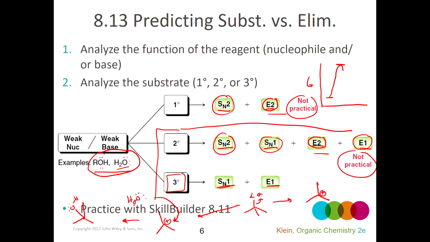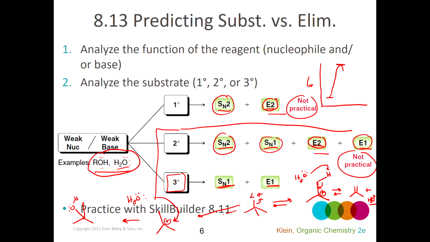Versus the elimination, where if I have the water, it can pick off one of these beta protons, and now that the carbocation is formed and the leaving group's gone, I don't have to worry about this proton being anti-periplanar to anything. Any proton could be picked off at any moment to complete that pi bond. And then the water would pick up that proton and become H3O+. So these steps are all in equilibrium.